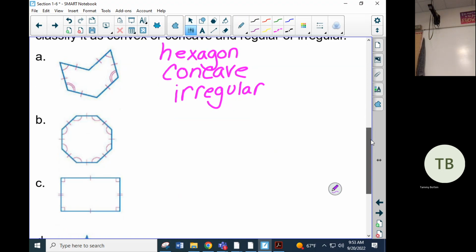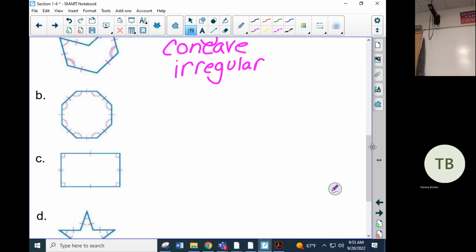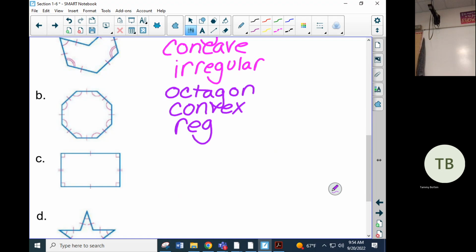Now let's go to B, and this one has 1, 2, 3, 4, 5, 6, 7, 8 sides. What's an 8-sided figure called? Octagon. Okay. Does this one cave in at all? No. So this would be convex. And octagons have 8 sides and 8 angles. Are all 8 sides and all 8 angles the same? Yes. So then it would be regular.